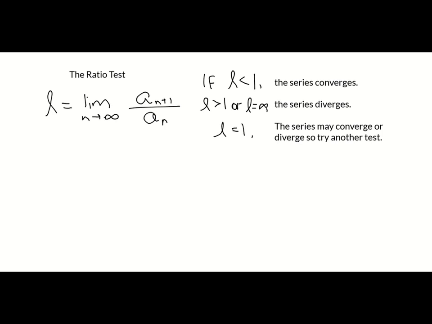Once you get that limit, you're going to look at it and analyze it. If your limit is less than 1, the series converges. If your limit is greater than 1 or equal to infinity, the series diverges. If L is exactly equal to 1, the series might converge or might diverge, so you're going to have to try another test, which is a bummer. So we're going to do example 5.